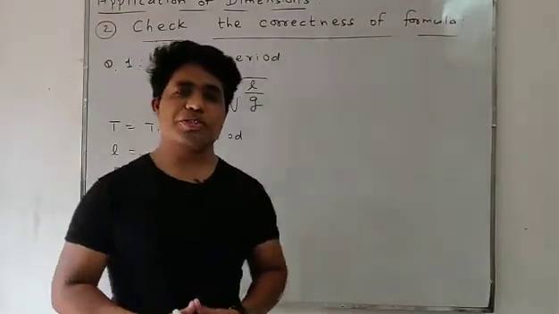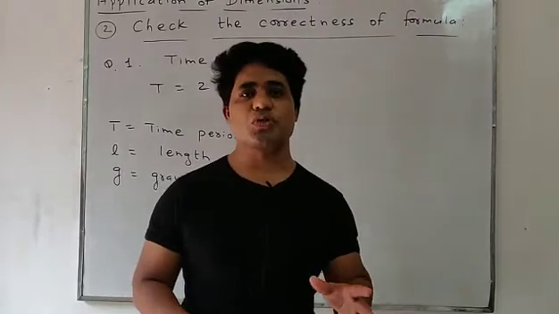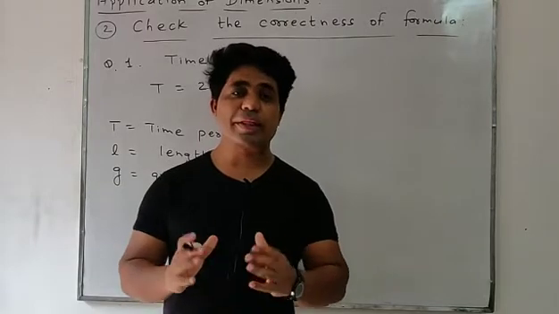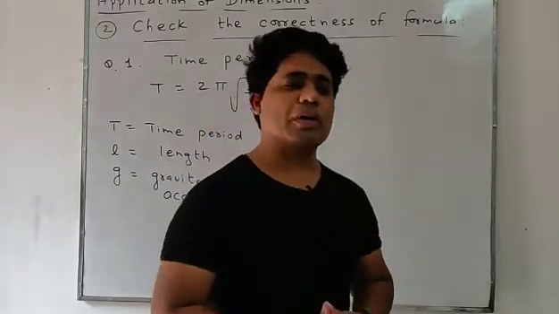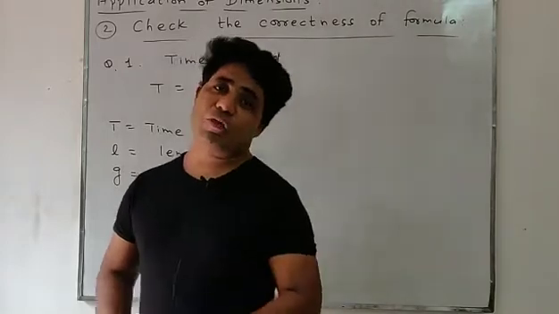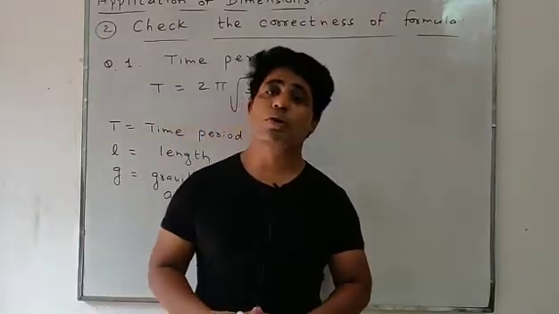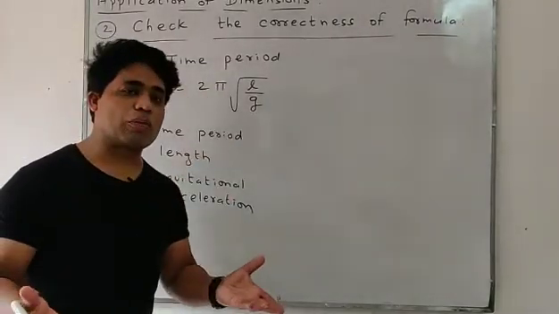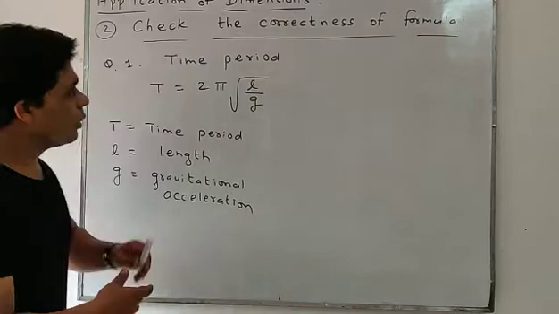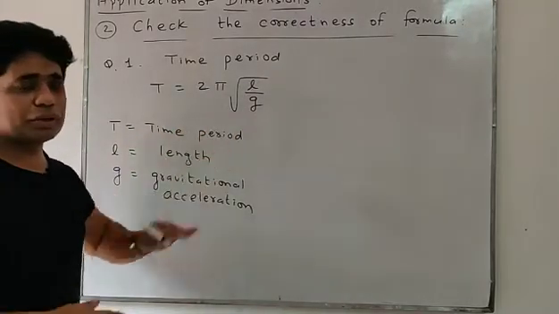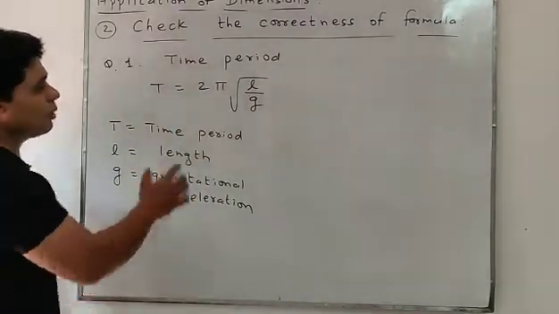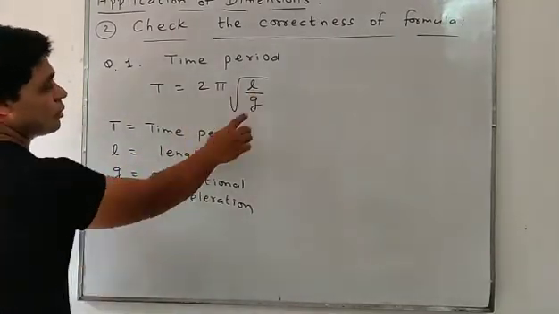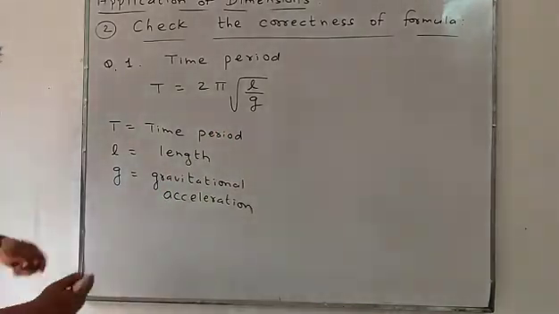Now students, we'll discuss the second application of dimension. The first application was conversion of one system of unit into another. Now the second is to check the correctness of the formula. It means with the help of dimension, we can check the formula, whether it is right or wrong. Suppose you are given the time period of a simple pendulum: T equals 2 pi root L by g. T is time period, 2 pi is a number, L is length, and g is gravitational acceleration.